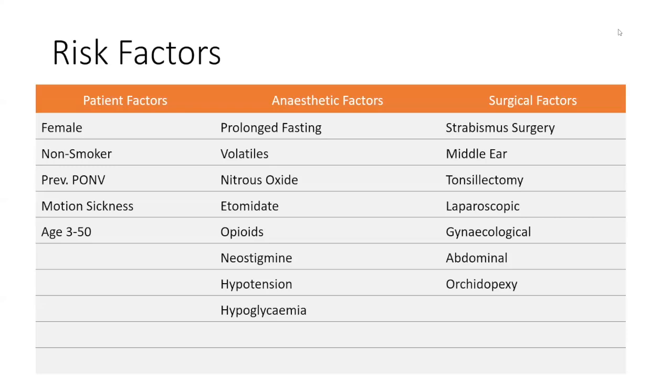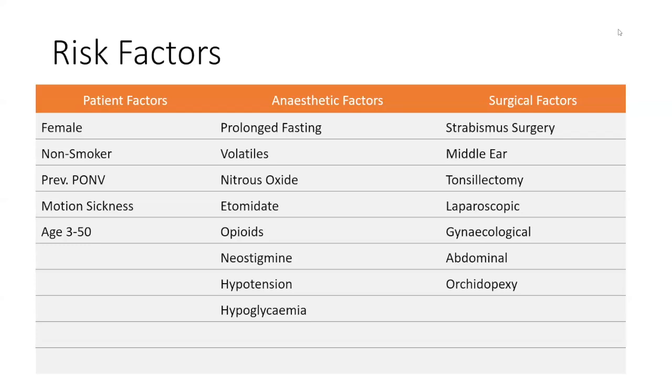And then the anesthetic factors, if they have prolonged fasting, which is now slowly being removed. And we all know that the SASA fasting guidelines are very strict with regards to what type of fluid these patients should get when it comes to your fasting period. The use of volatile anesthetics, nitrous oxide, etomidate, opioids, neostigmine, hypertension, and hypoglycemia have all been believed to be anesthetic risk factors towards postoperative nausea and vomiting.